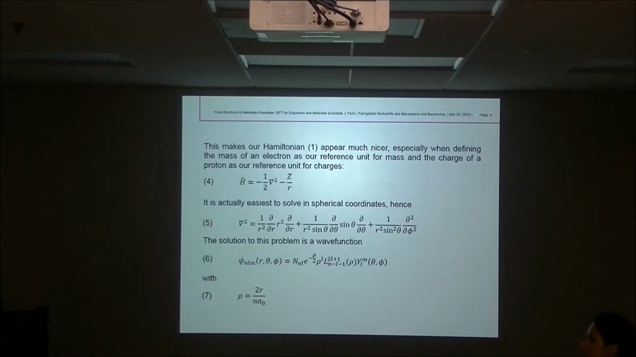So L equals 0 means an s orbital. L equals 1 is a p orbital, 2 is a d, 3 is an f, and we can continue this in principle. So here we're growing. So n tells us on which shell we are. L tells us which kind of orbitals we are facing. And m further specifies in which direction.